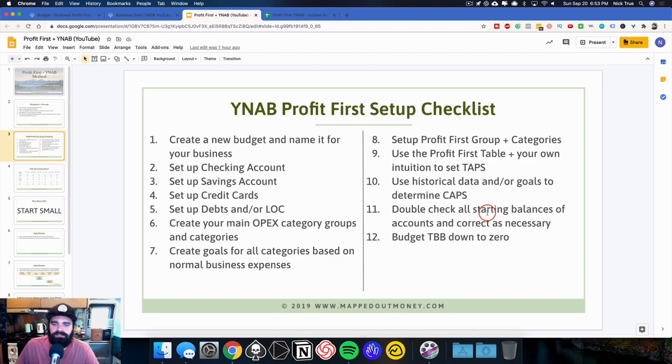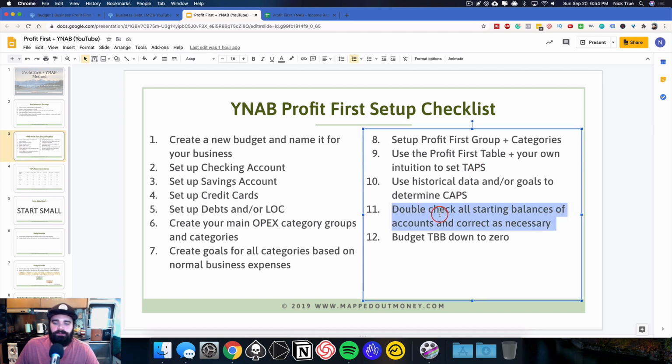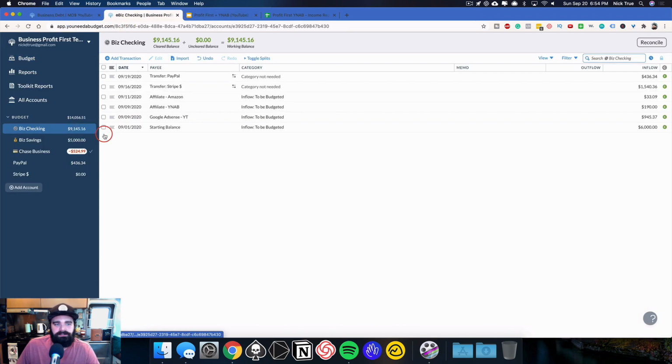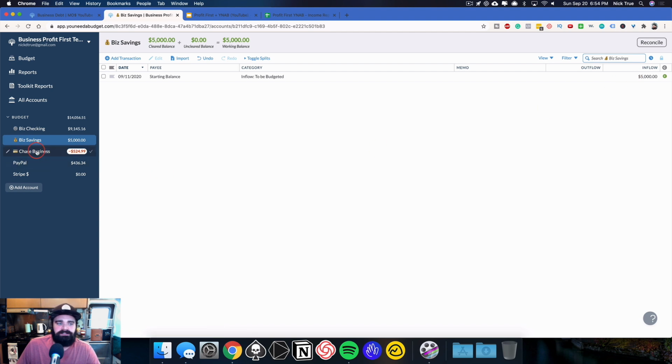So at this point in the checklist, you've got everything set up, you've got everything ready to go, and you've got your caps and your taps chosen. The last thing we're going to do before we start running our Profit First routine is I just want you to triple check your starting balances, right? Just go into your checking accounts and really make sure that these starting balances are correct for the business checking, the business savings, and your credit card.